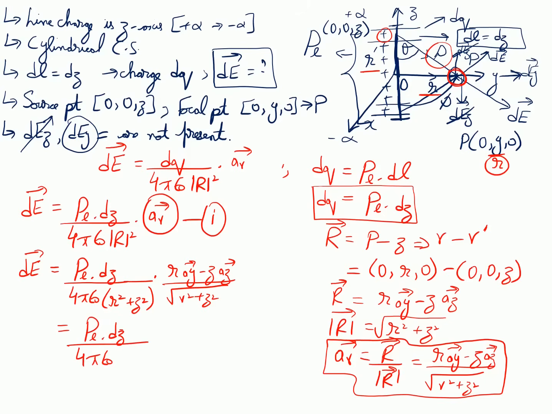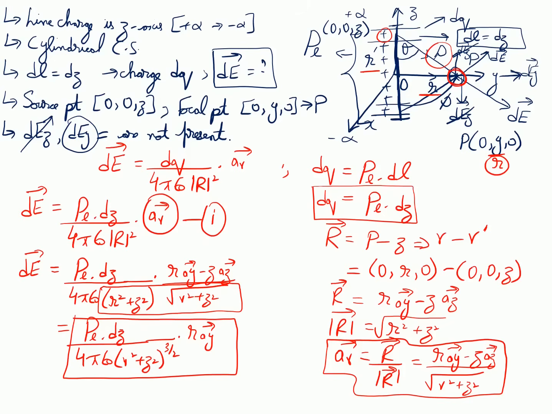I can combine these two values as 1 by 2 plus 1, so it becomes r square plus z square to the power of 3 by 2. So this is what I am getting, and the unit vector now comes out to be r a_y. That is the answer for the differential element for the time being, which means the effect the electric field is producing from a single charge.